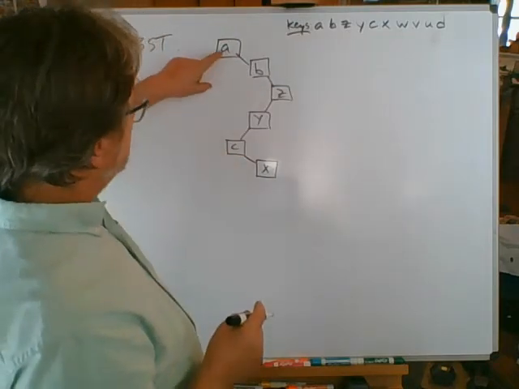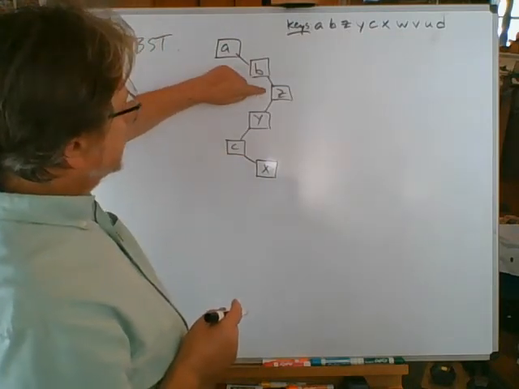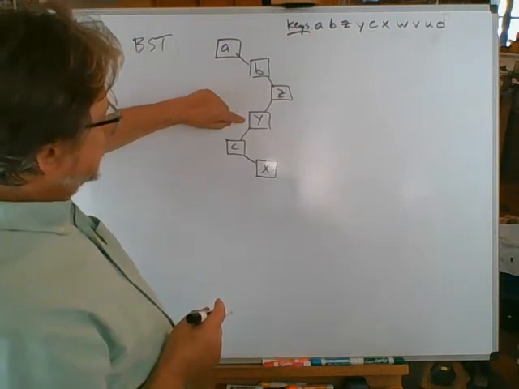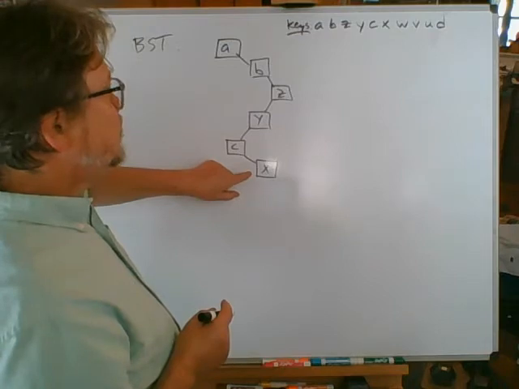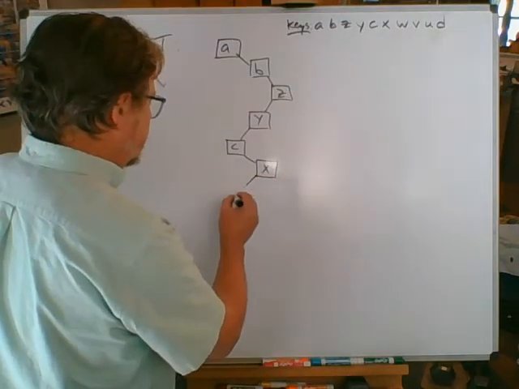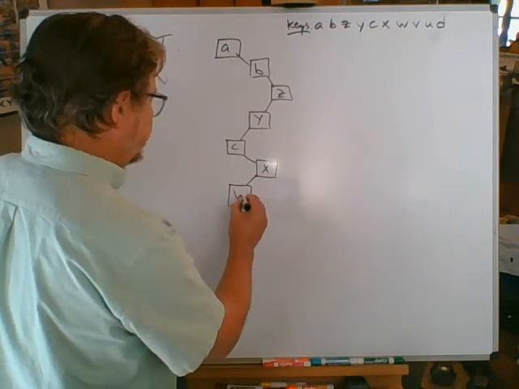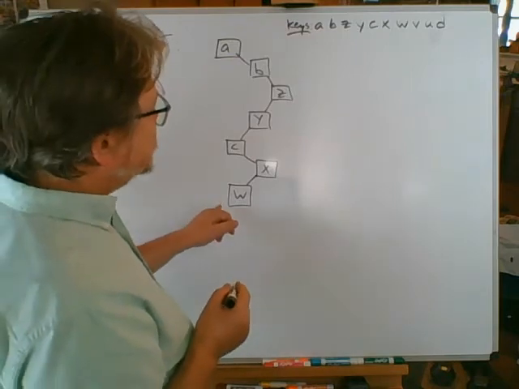And then W. W is greater than A, greater than B. W is less than Z. W is less than Y, but greater than C. W is less than X, so it will come to the left of X. I hope I'm not putting these in the wrong order.